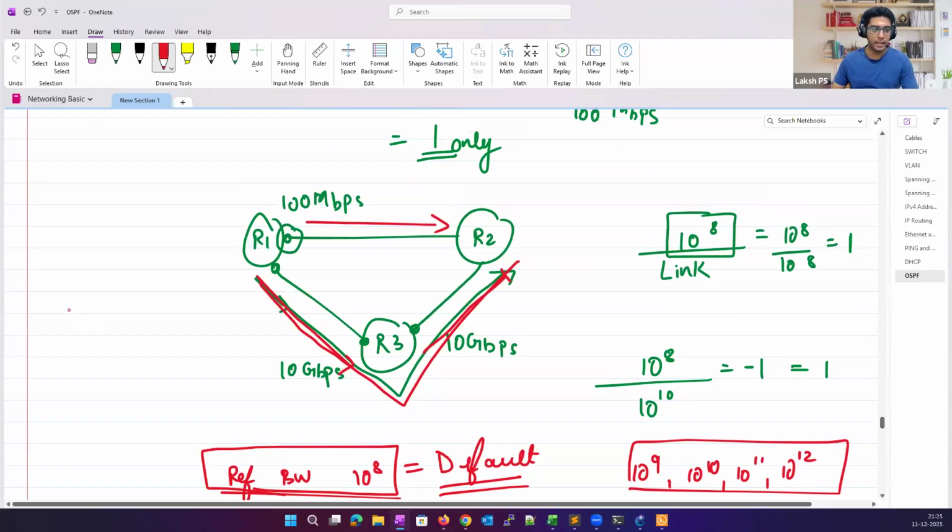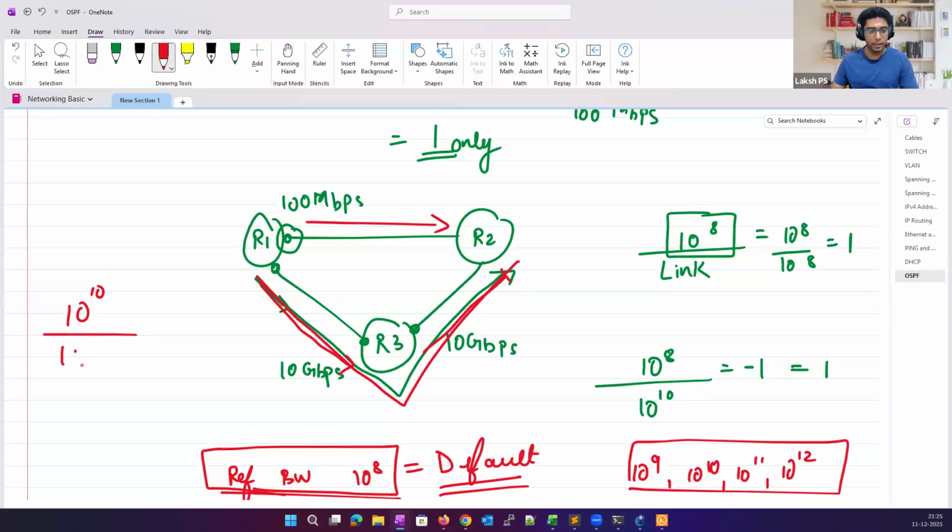So let's imagine that your reference bandwidth is now 10 power 10. So what is going to happen? 10 power 10 divided by 10 power 10, you get 1. All right.